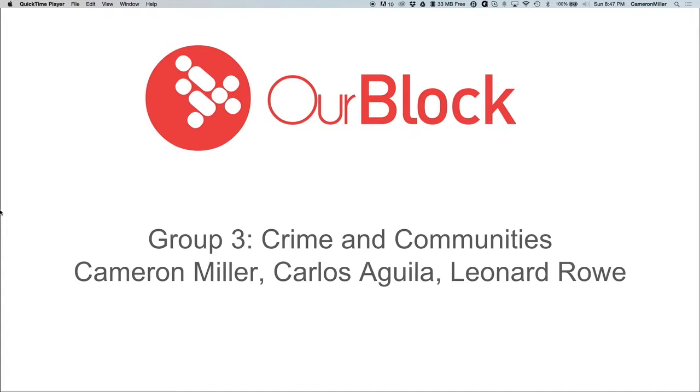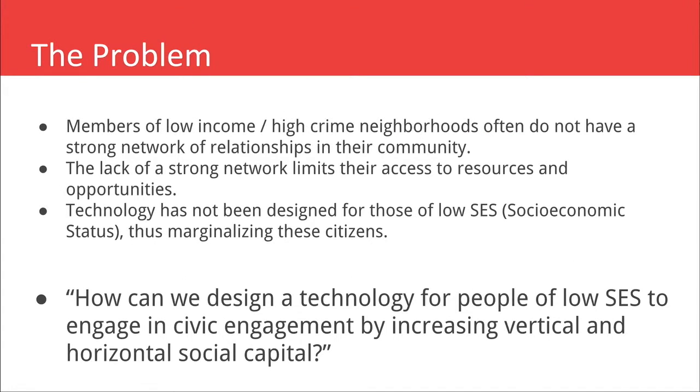Our subject was crime in communities, where we created the OurBlock mobile prototype. The problem: members of low-income, high-crime neighborhoods often do not have a strong network of relationships in their community. The lack of a strong network limits their access to resources and opportunities. Technology has not been designed for those with low SES, socioeconomic status, thus marginalizing these citizens. So the question is, how can we design a technology for people of low SES to engage in civic engagement by increasing vertical and horizontal social capital?